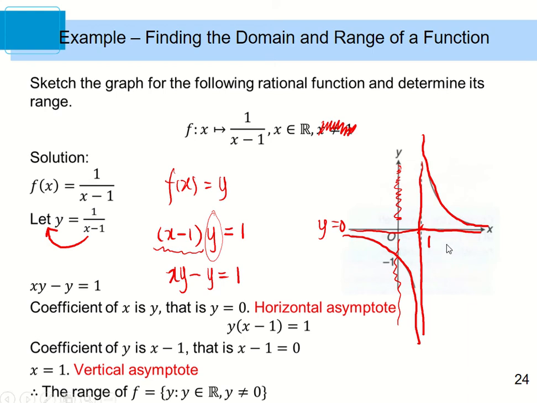The x can be any value except this value, right? So the x can be any value except x cannot be 1. Why? Because when the x is 1, 1 minus 1 becomes 0, and the function is undefined. Okay.